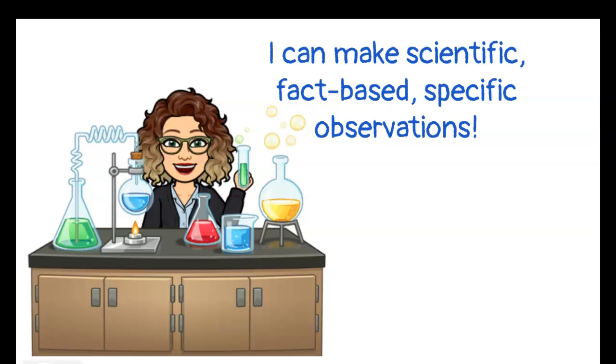Okay, today what we're going to talk about is how to make scientific, fact-based, specific observations. So we've looked back at the airplane experiment and we've figured out what our dependent variable is, our independent variable, our controlled variable, and now we're ready to conduct the science experiment. So I know you've been super excited.